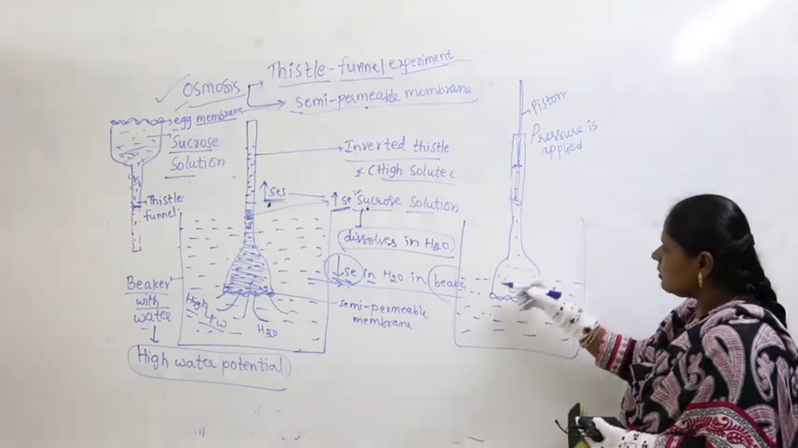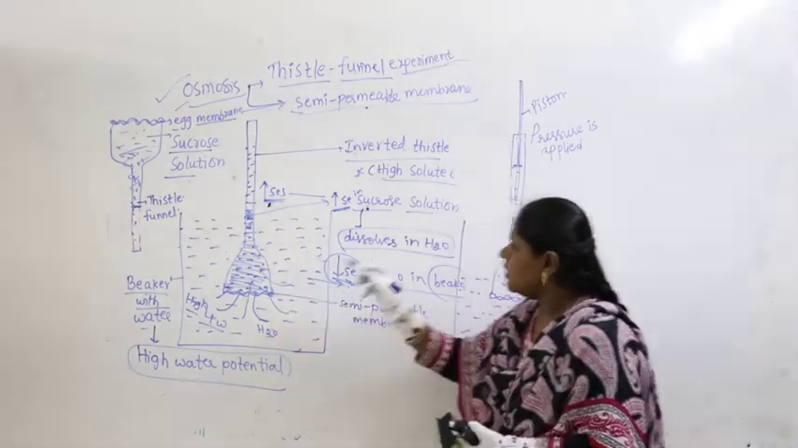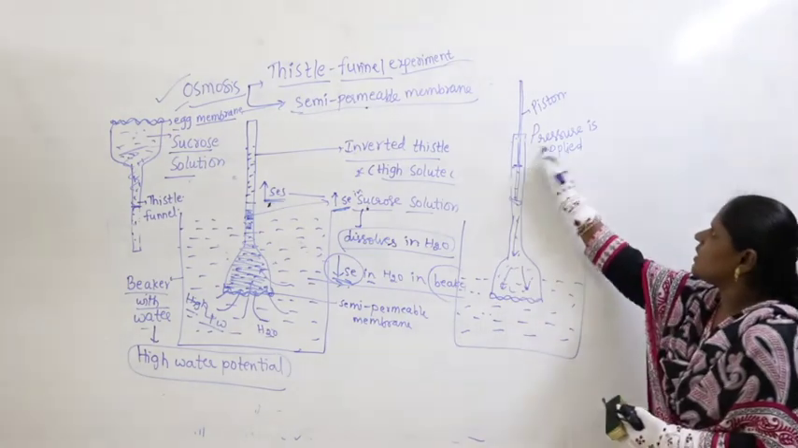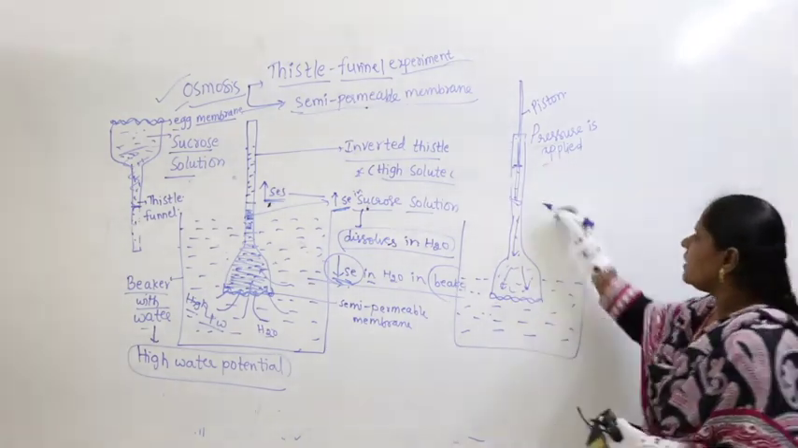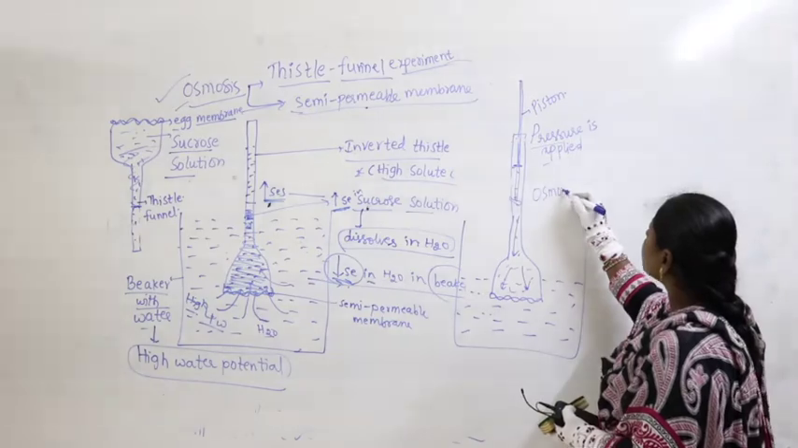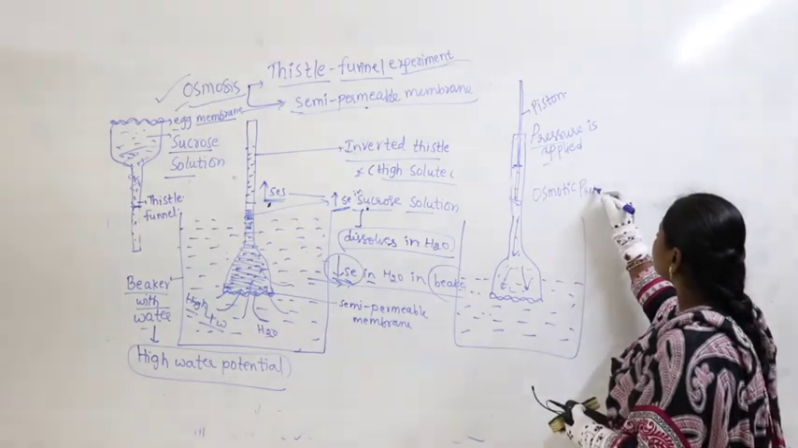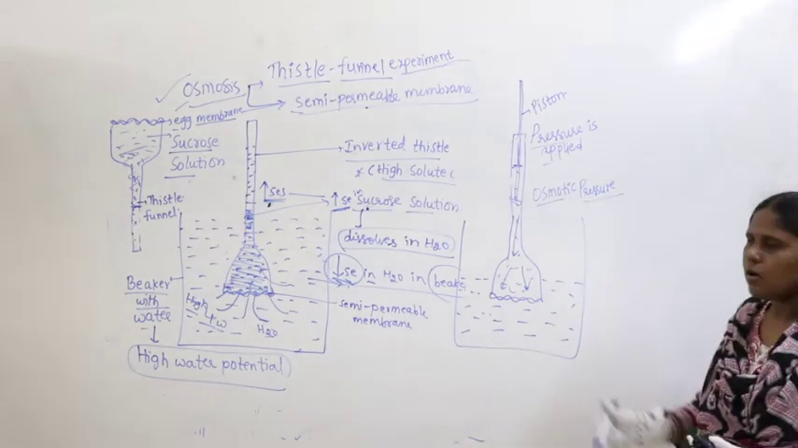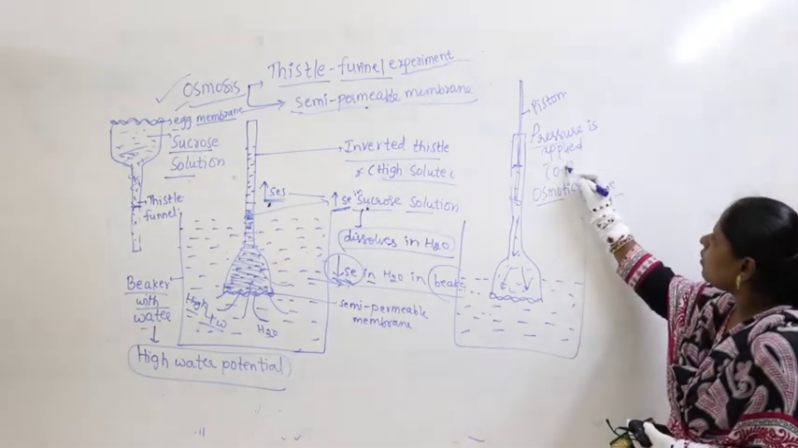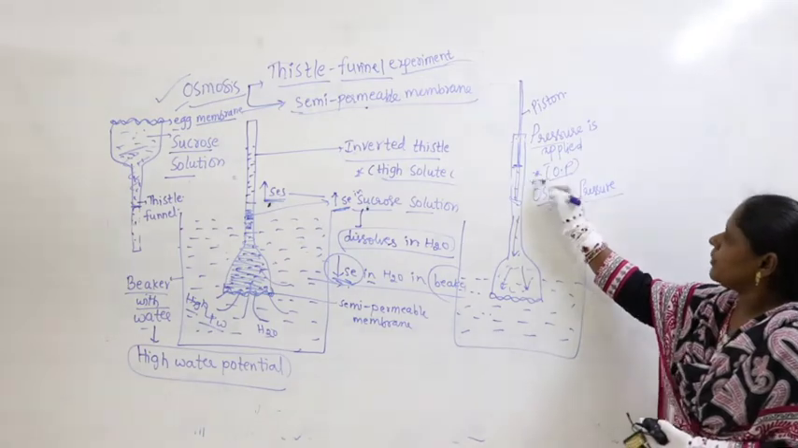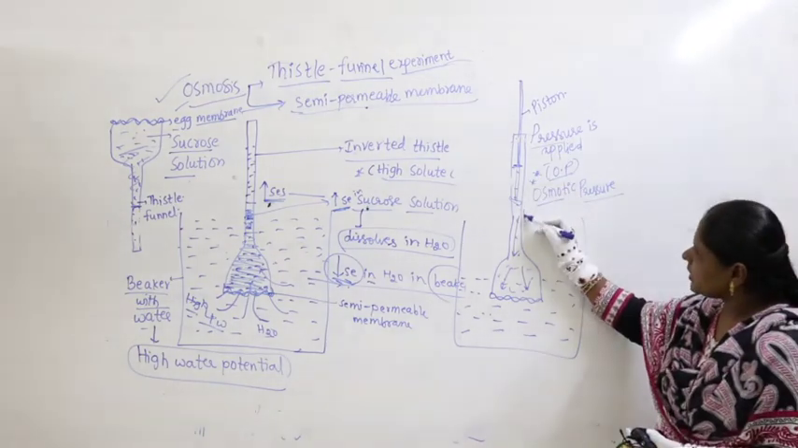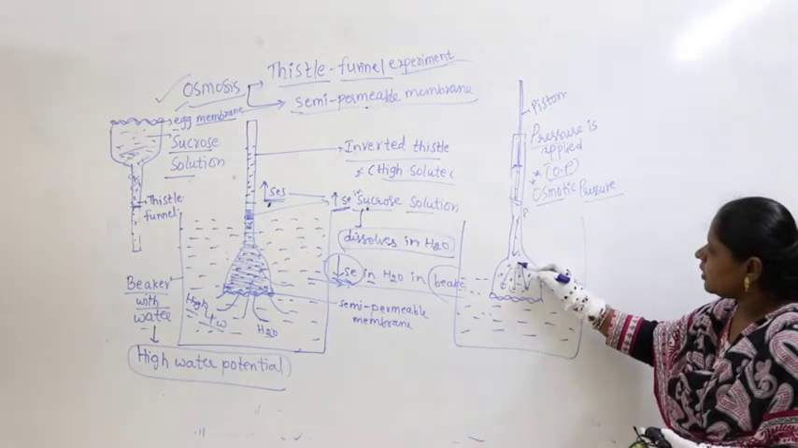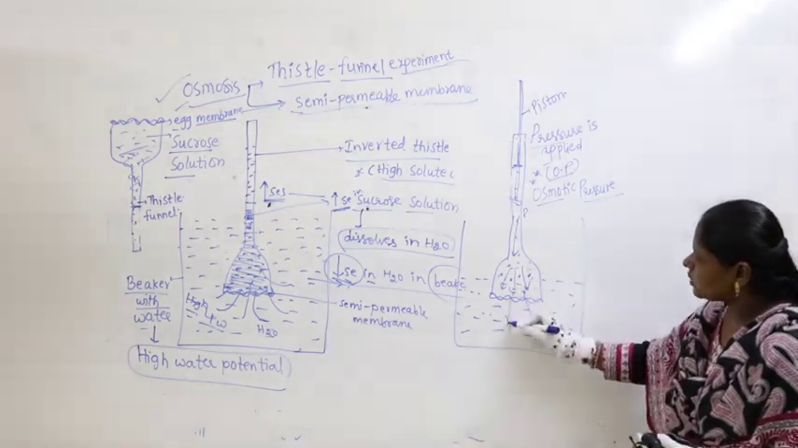Now, instead of moving in this direction, the sucrose solution starts moving in this direction. Why? Because pressure is applied. The pressure applied here is called osmotic pressure, OP. So it creates the pressure. Because of the pressure, the sucrose solution starts moving in the opposite direction.